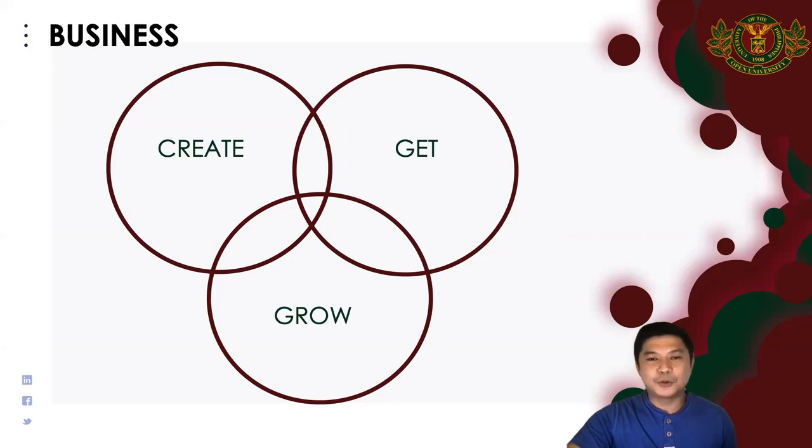Now, in processing inputs, these are the three major functional areas of a business. You create value. So this involves product development, your supply chain, your inventory. Creating value is the definition of operations management. That's the simplest definition you can have. Get value is how you would deliver, how you would communicate your products and services to your customers. And that's basically marketing. That's the simplest definition of marketing. You get value from your customers through revenue and profit.